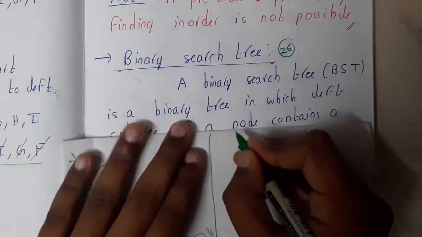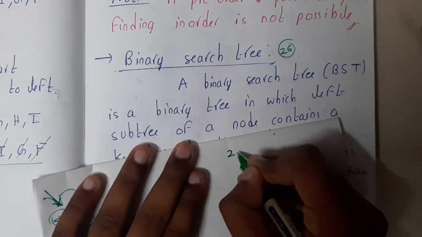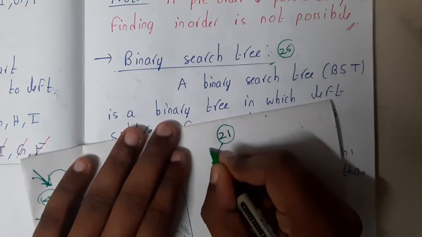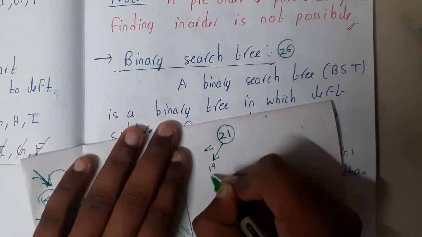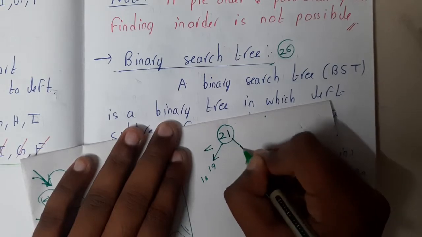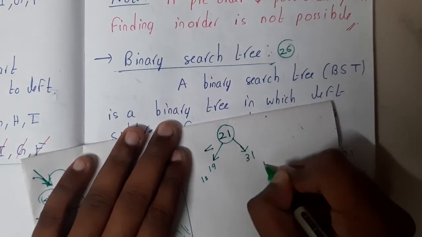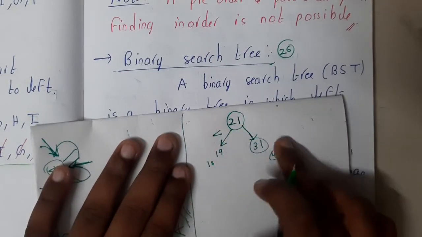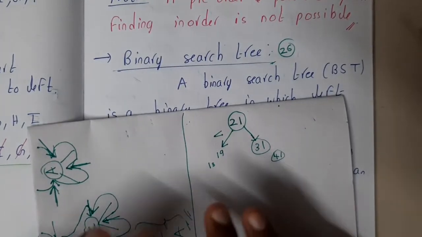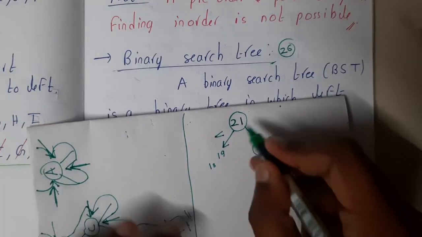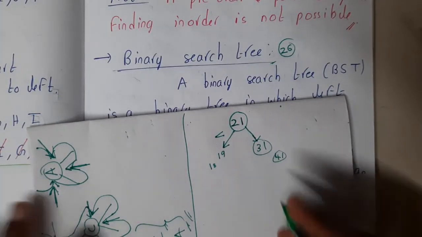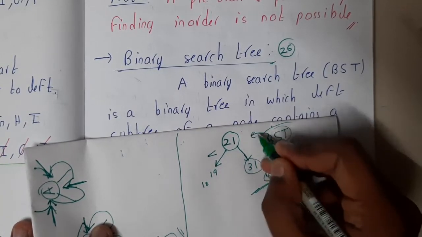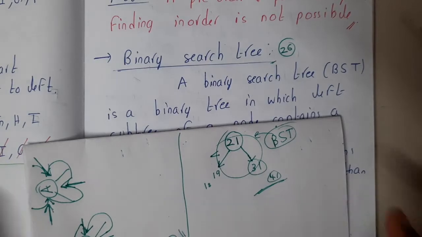In binary trees, if the root node has 21, then on its left side you will have the values which are less than 21, like 19, 18, and on the right side you will have values greater than 21, like 31, 41. This method is applied at each and every node, at every level, not only at the root. This kind of concept is nothing but a binary search tree.